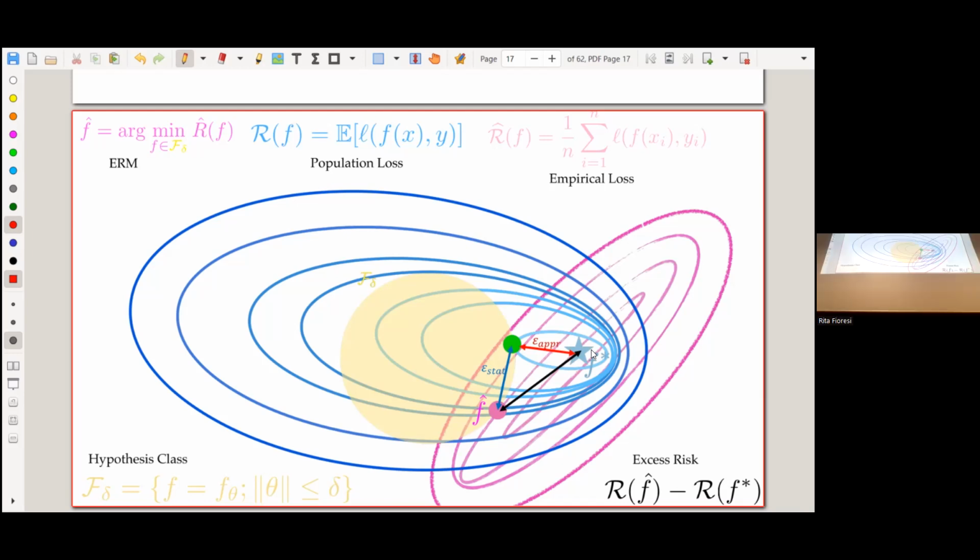Meaning that if one decreases, the other one is getting larger. So it seems that you cannot make this error smaller. Of course, this is not always true.